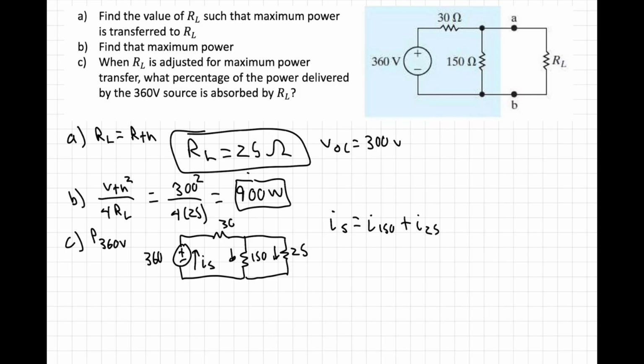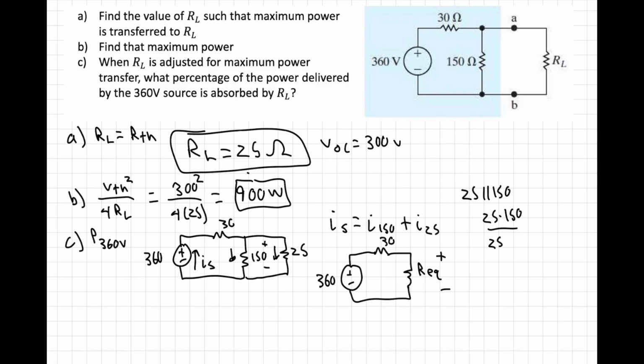To do this, I think there's a couple of different ways to do it. For me, it's easiest if we did a simplification. So we have 360 and then 30 and some REQ. This way we can find the voltage drop across REQ, which will be the same voltage drop across these two. That'll allow us to find I150 and I25 pretty quickly. So we'll use voltage divider again. But first, let's find 25 in parallel with 150. That's 25 times 150 over 25 plus 150, and this is equal to 150 over 7.